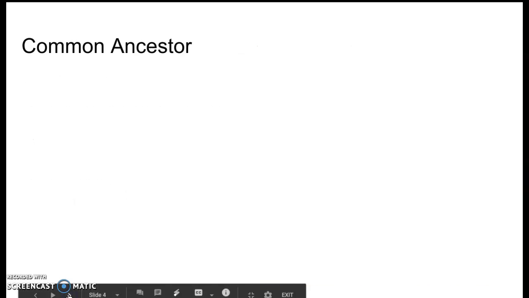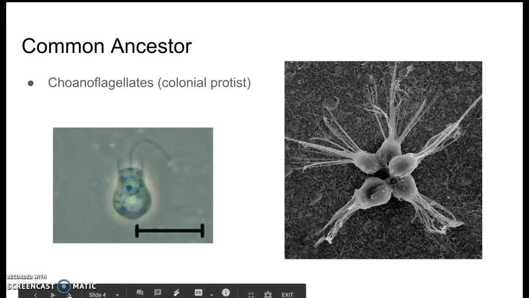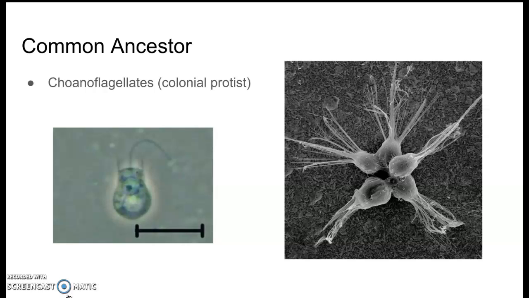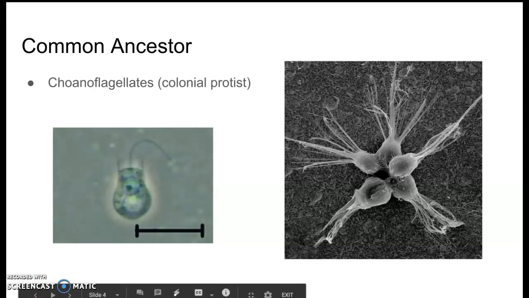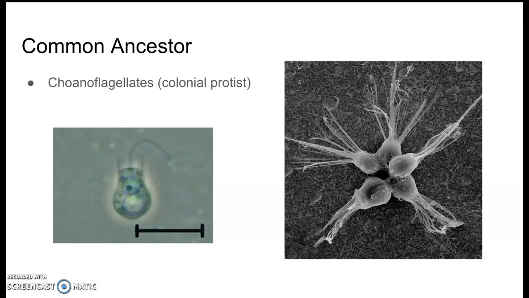All right, let's talk about that protist I was telling you about. So, choanoflagellates are the protists that are considered to be our ancestors. They lived 540 million years ago, and they are considered our ancestors because they actually lived in colonies. And so they were the first organisms known to live together.